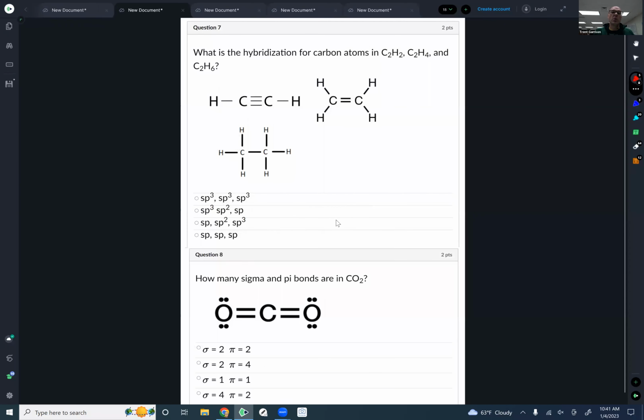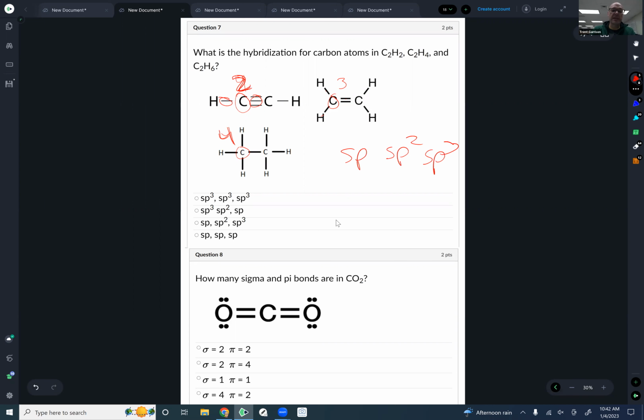Number 7, what is the hybridization for the carbon atoms that are in C2H2, C2H4, and C2H6, and those molecules are drawn out here. So looking at the hybridization, we would have 4 ligands here. We would have 1, 2, 3 ligands here, and we would have 4 ligands. I'm sorry, we'd have 2 ligands here, only 2 ligands here, sites where they are bonding, not number of bonds. So what we are looking for is SP, SP2, and then finally SP3. So that is that third choice down in there.